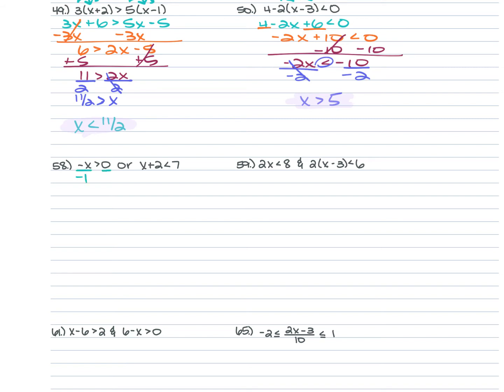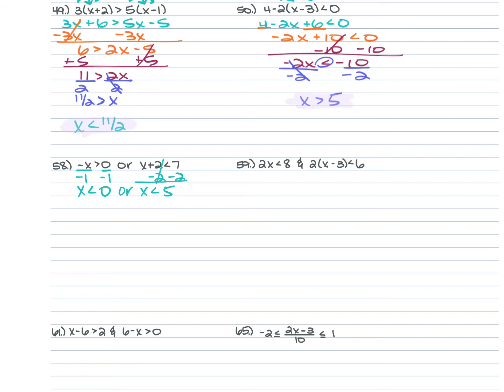Okay, when we divide by a negative on both sides, so that's x is less than 0, because 0 is neither positive nor negative. For the x plus 2 is less than 7, what are we doing? 7 minus 2 is 5. So we have x is less than 0 or x is less than 5.